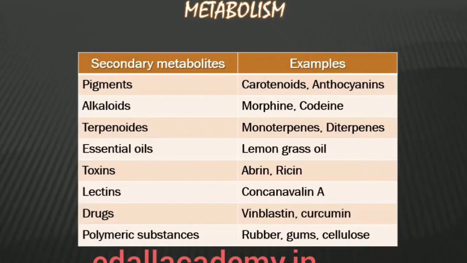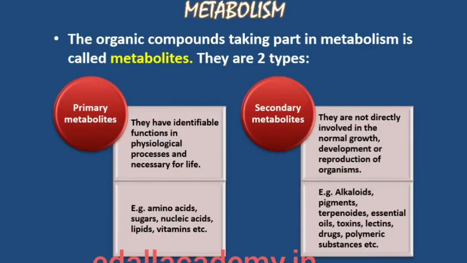Example: rubber, drugs, spices, scents, and pigments. Some secondary metabolites have ecological importance also. So try to remember, everything is given in the tabular column. Secondary metabolites: pigments, alkaloids, terpenoids, essential oils, toxins, lectins, drugs, polymeric substances. For all these secondary metabolites, examples are given very clearly.